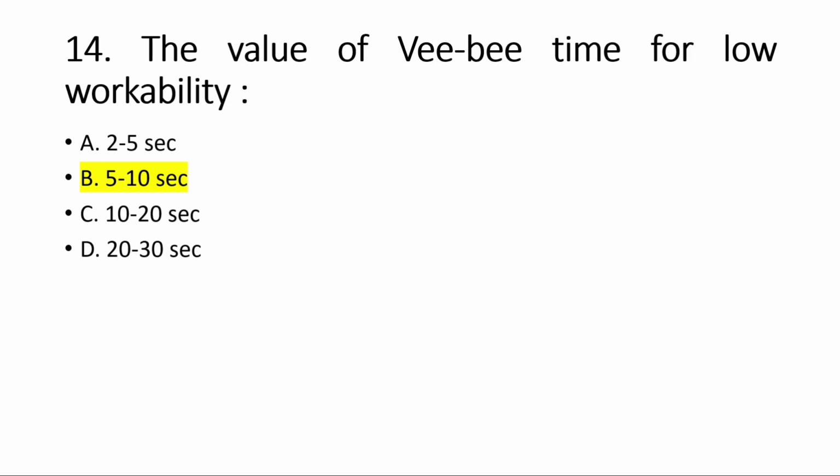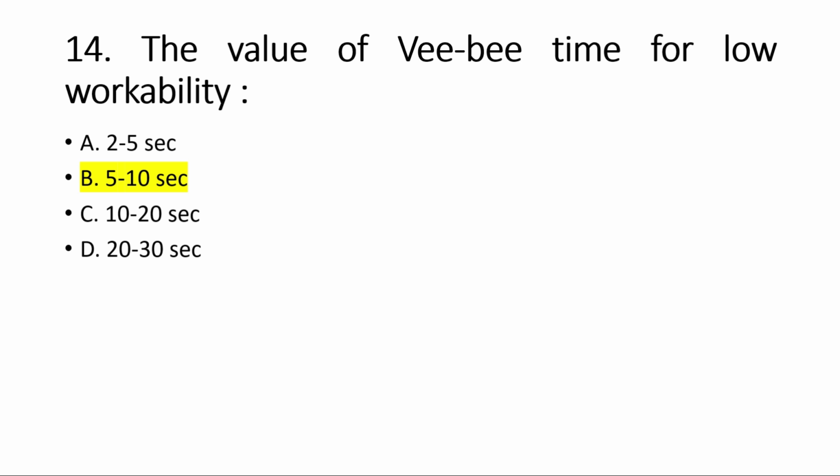The value of Vee-Bee time for workability. Okay, so you know the VB time refers to the degree of workability here. For low workability, option B is correct, 5 to 10 seconds. If we are having a high workability, it means the VB time will be less than 2 seconds. And if the degree of workability is medium, then the VB time is 2 to 5 seconds.